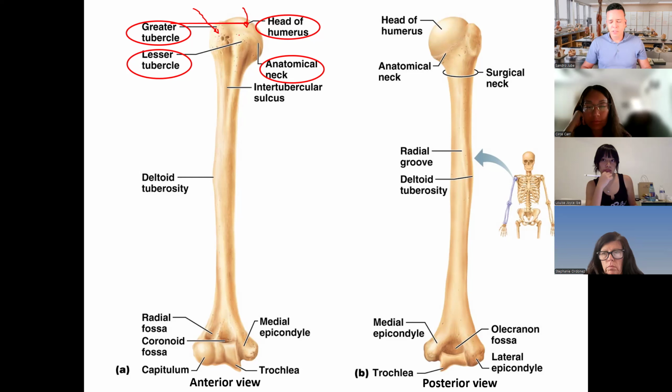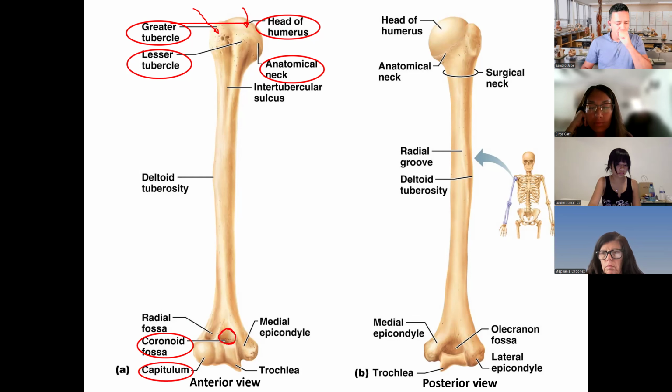Let's take a look now at the distal end. In the distal end, we have an indentation here called the coronoid fossa, which is another marking of the humerus. And I also want you guys to know the capitulum and the trochlea. Both the capitulum and the trochlea are covered in articular cartilage. Why? Because they will articulate with the bones of our forearm at our elbow.